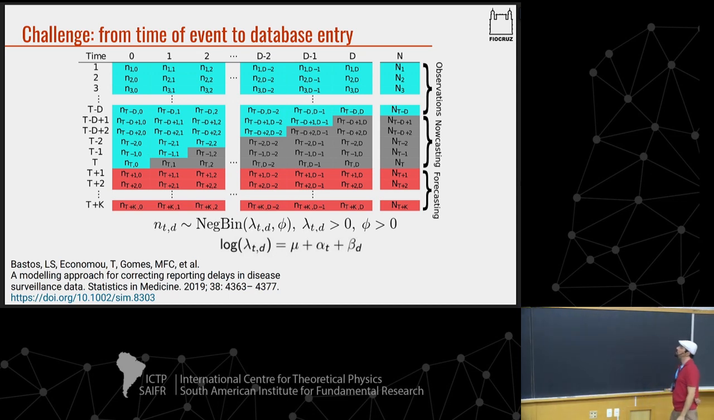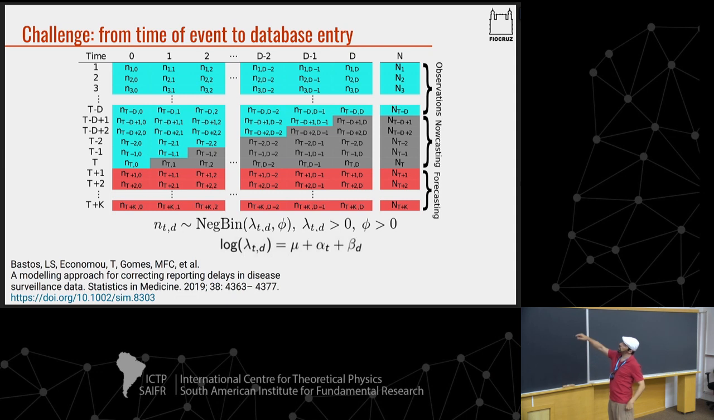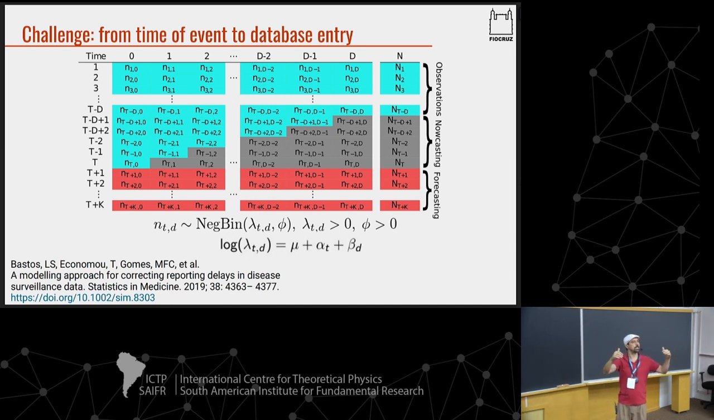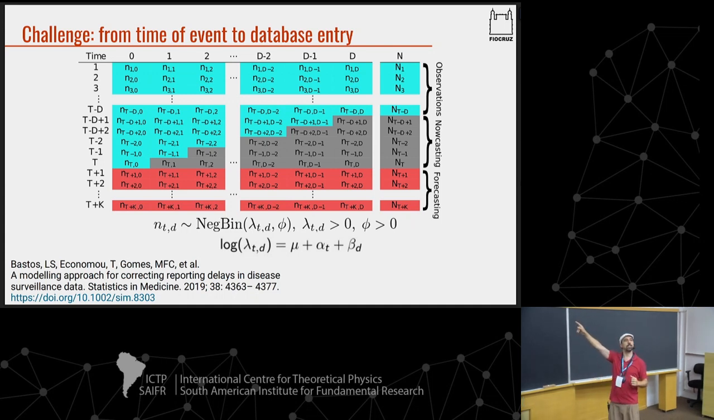mean mu, but also depends on an alpha parameter, which is a random variable associated with week of event. So alpha depends on t, and beta is a parameter associated with the delay. Okay, so alpha will take into account how the epidemiological situation is varying over time, and beta will take into account how the delay process affects the information flow.